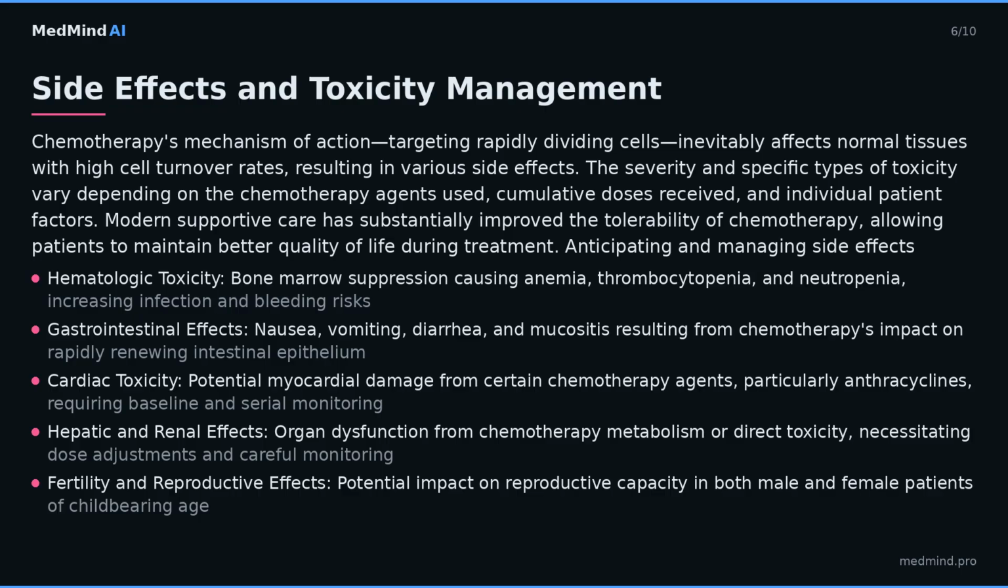Key points: hematologic toxicity, bone marrow suppression causing anemia, thrombocytopenia, and neutropenia, increasing infection and bleeding risks. Gastrointestinal effects, nausea, vomiting, diarrhea, and mucositis resulting from chemotherapy's impact on rapidly renewing intestinal epithelium.